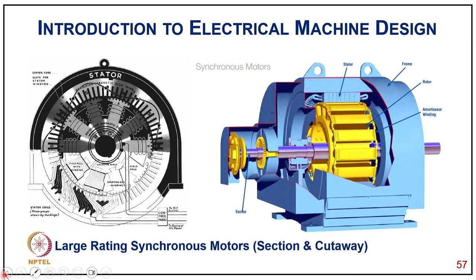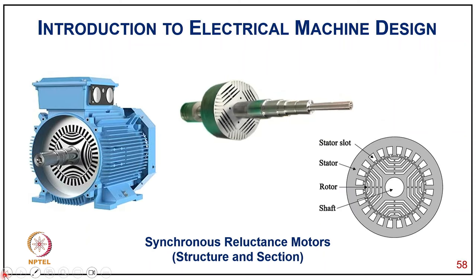And we have a typically large rating synchronous motor. You can see it is a salient pole synchronous machine. The field winding is on the rotor and armature winding on the stator. You can see the cut parts of the synchronous motor in the shop.